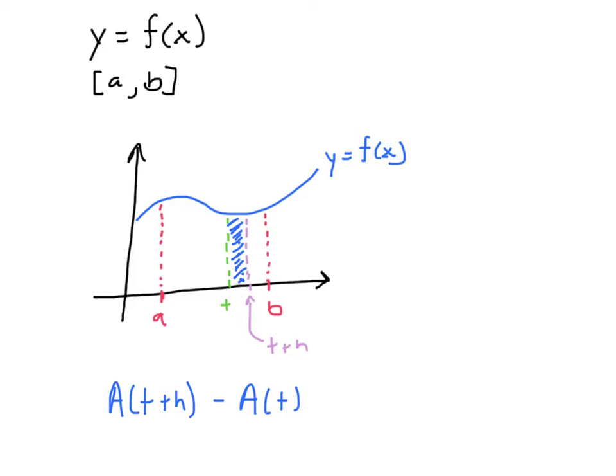Now what's cool is h is a really small number. This little h here is a very small number. So I could approximate the value of this rectangle, just like we did with Riemann sums. It would be approximately equal to the width, which is h, times the height, which is f of t.